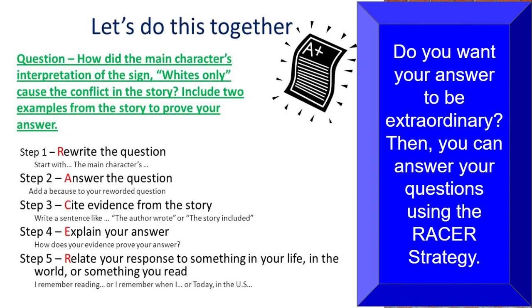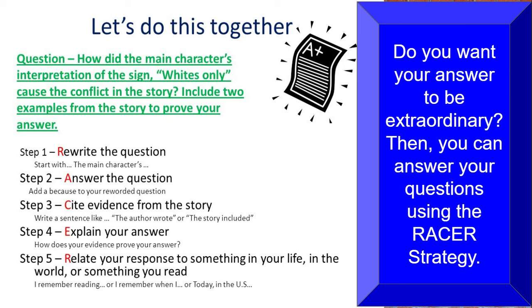Now, let's do this together. Do you want your answer to be extraordinary? Then you can answer your questions using the RACER strategy. Let's look at the question. How did the main character's interpretation of the sign whites only cause the conflict in the story? Include two examples from the story to prove your answer.